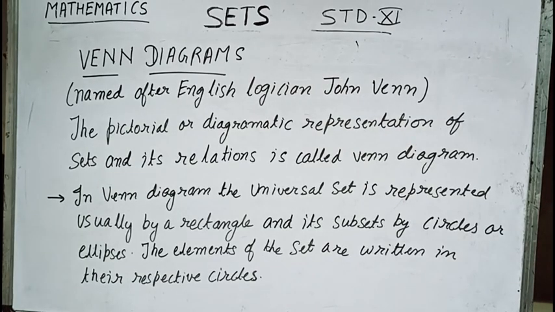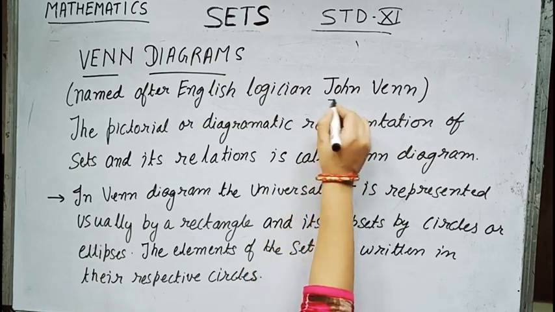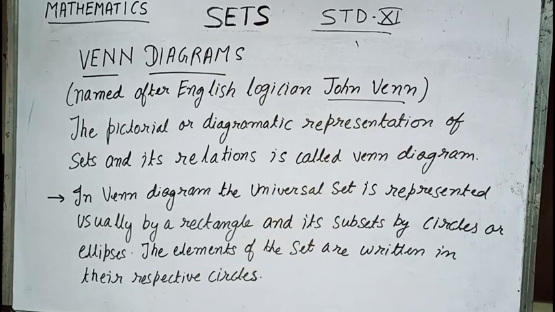So children, now let us come to the explanation of the topic Venn diagram. Now this word Venn was named after the English logician John Venn. So let us now know what is Venn diagram. So Venn diagram is the pictorial or the diagrammatic representation of sets, or the sets in the form of the pictures is called Venn diagram.